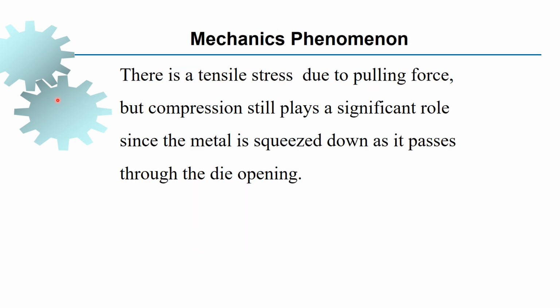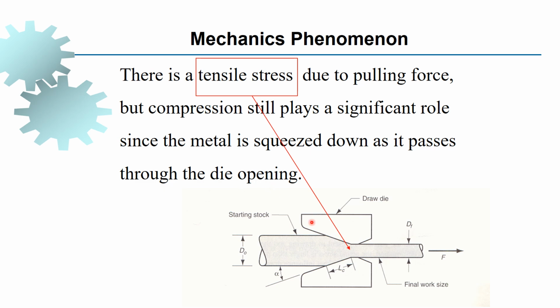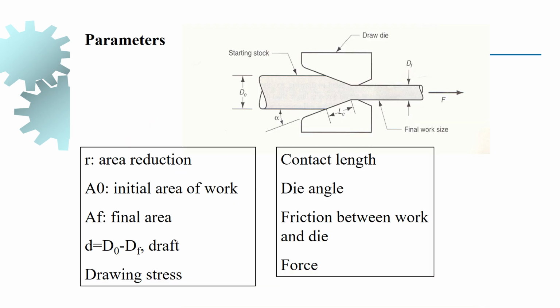Mechanics of the phenomenon: there is a tensile stress which is due to the pulling force, but compression also comes into action. The material will get squeezed down as it passes through the die opening. The tensile stress is applied here and acts to pull the material. In addition, there is a compressive stress which acts within the die itself, between the material and the die, so that the material will be squeezed.